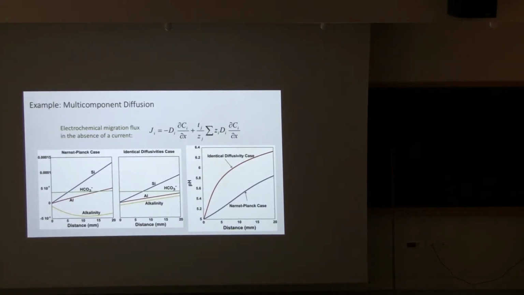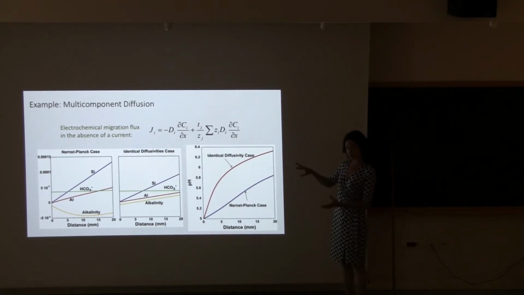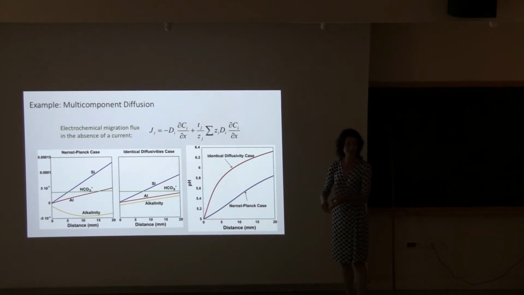So here are just a couple of examples. In this case, we're looking at the difference in how ions diffuse across some distance when all we consider is chemical gradients versus when we consider both chemical and charge gradients, which is kind of fun.